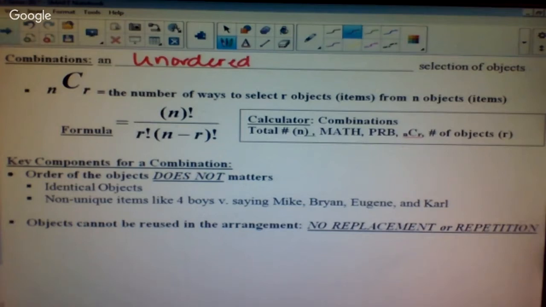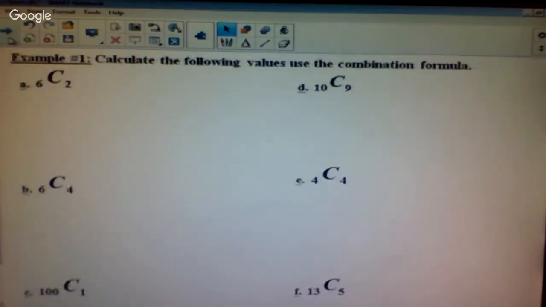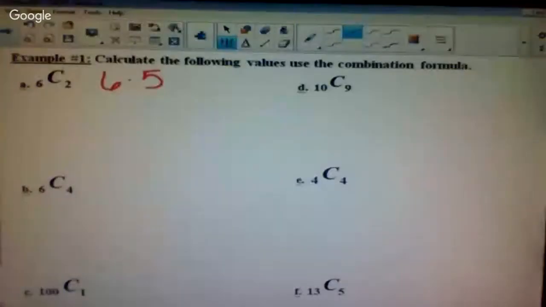N still represents how many objects you have. R still represents how many objects you're trying to fill. Order does not matter, and we still cannot replace or repeat. There's still no replacement or repetition. So with that being said, these should look awfully familiar because you just did them with permutations. The difference is it's 6 times 5 divided by 2 factorial.